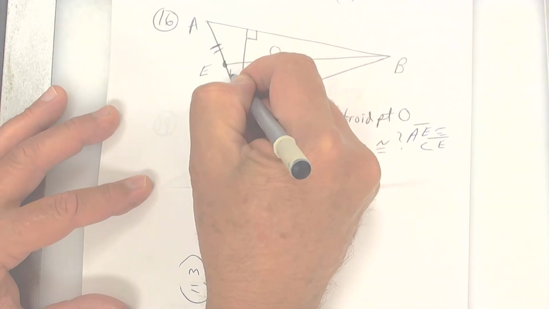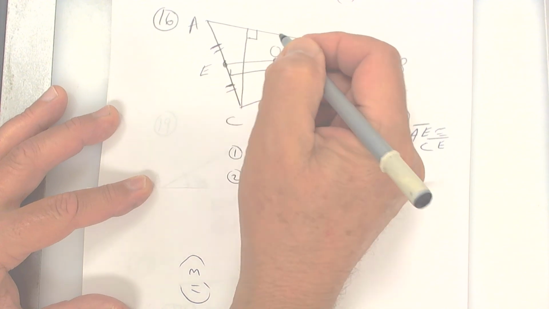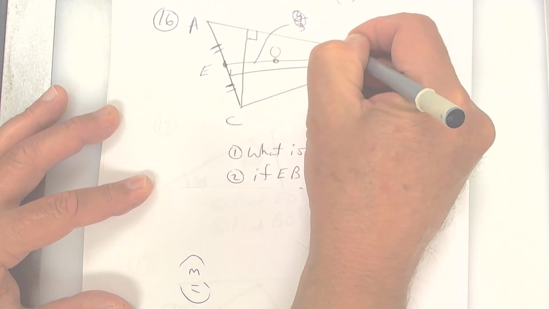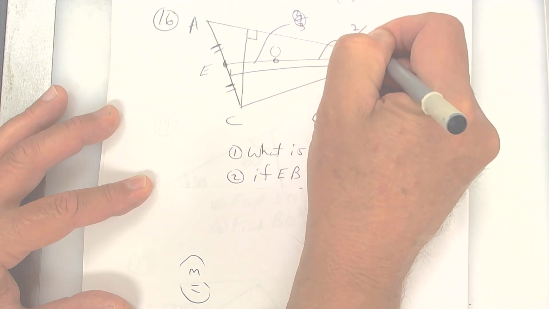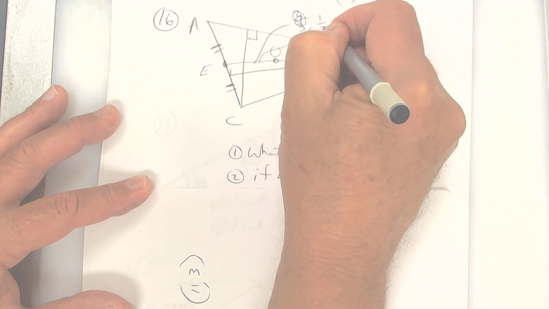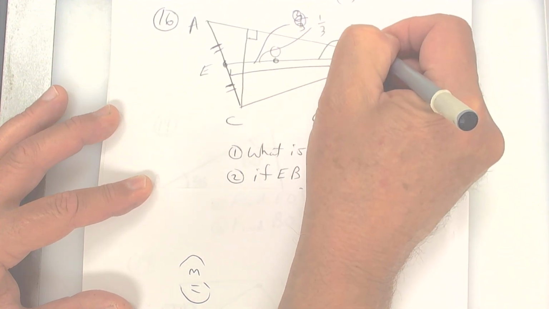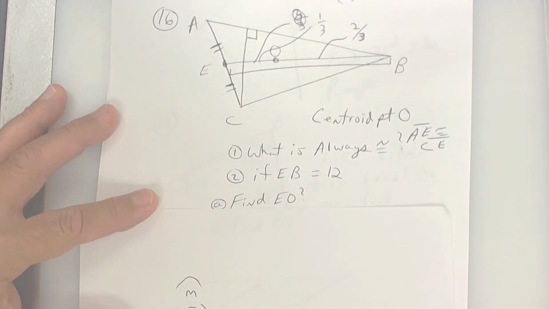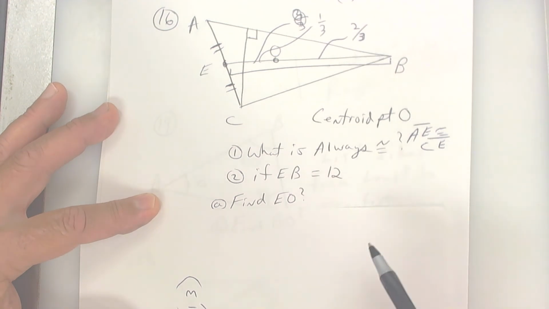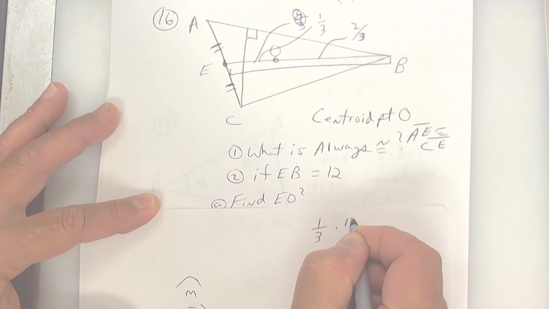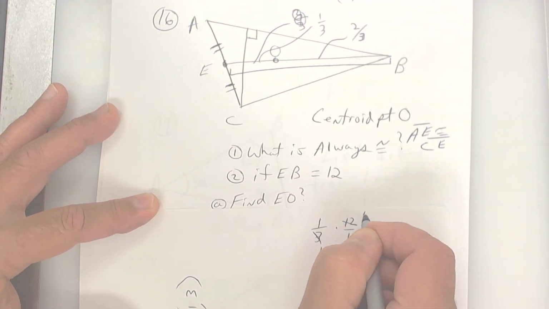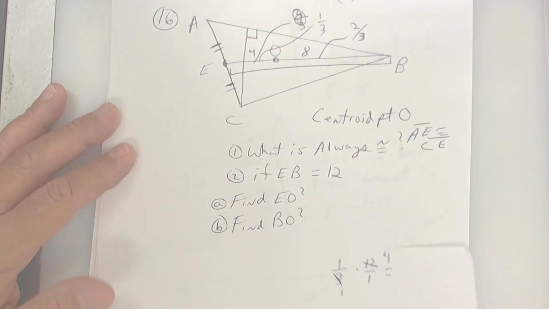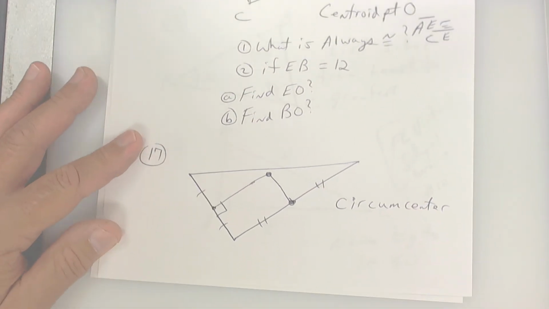So from here to here is 12. Remember, the centroid is 2/3 and 1/3. Actually, the bigger one is 2/3. And the smaller one is 1/3. 2/3 and 1/3. Write that down. So all you do, if you want to find EO, EO is the smaller one. So it's 1/3 times 12 over 1. That gives you 4. So this one's got to be 4, and then you double it and get 8. That's it.